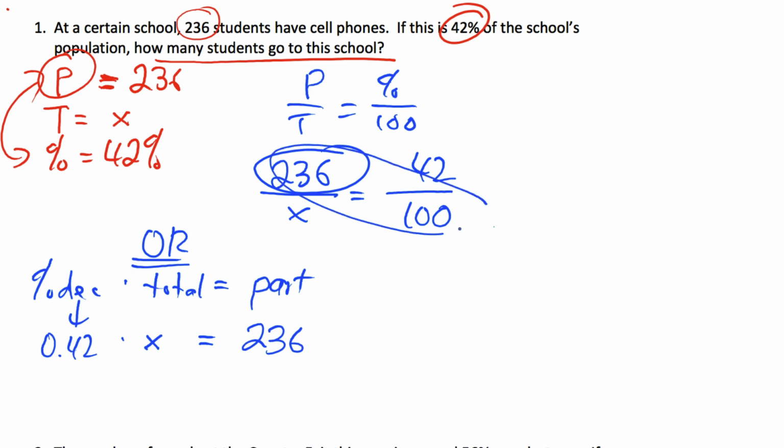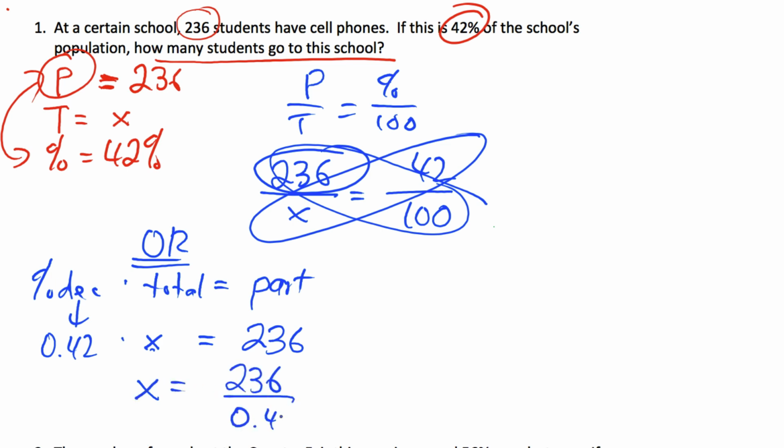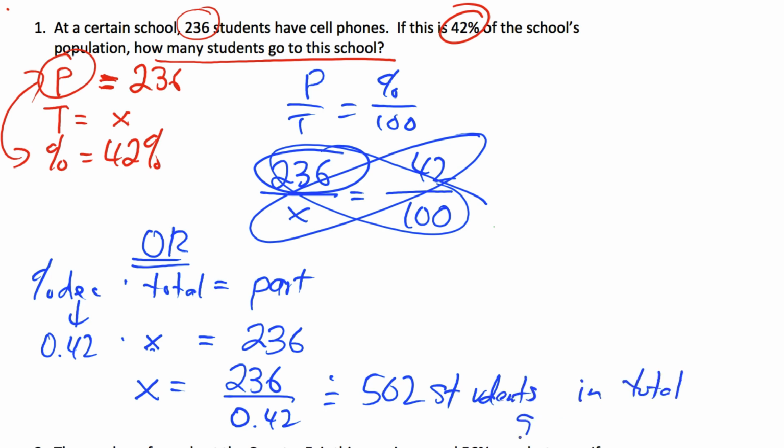So here we'll cross multiply and divide by 42. Here, 0.42 times x equals 236 means that to get x, we must take 236 and divide by 0.42, which if you do that, will give you approximately, so I'll put an equals with a dot over top, approximately 562 students in total go to the school.